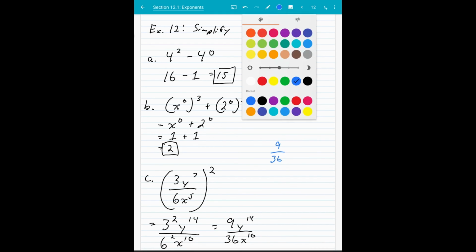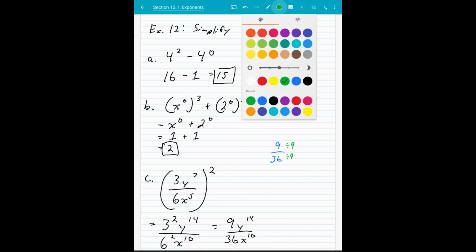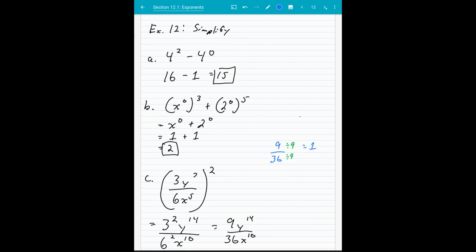The largest number that can divide into 9 and 36 happens to be 9. 9 goes into 9 one time. 9 goes into 36 4 times. So this would simplify to y to the 14th over 4x to the 10th. I didn't write the 1 here. You can write the 1 if you'd like to, but remember it means the same thing as without it.